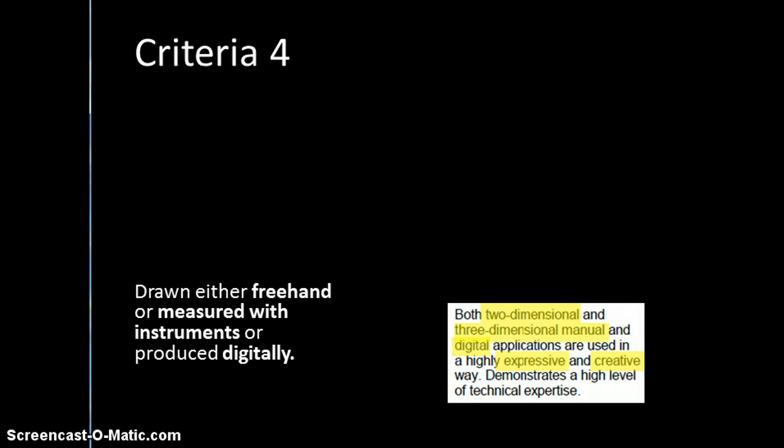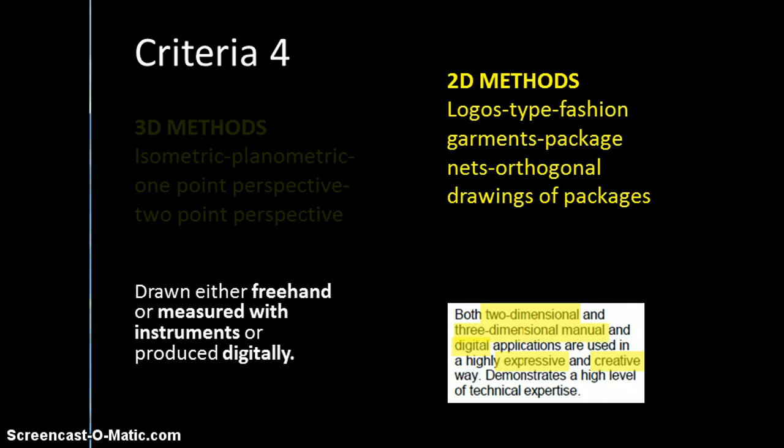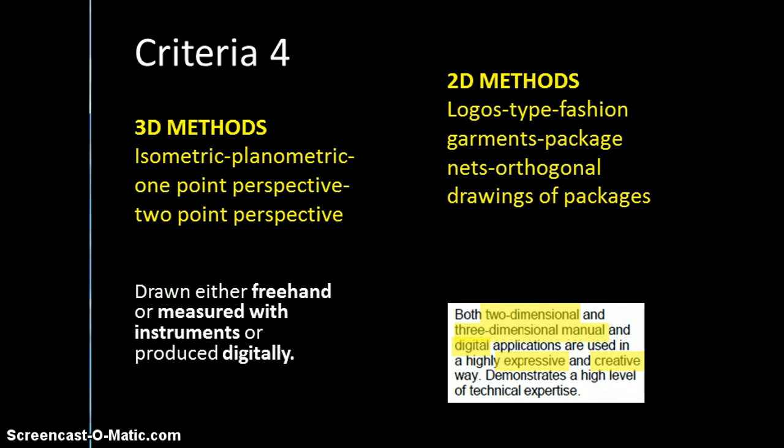2-dimensional drawings represent flat shapes that contain no depth and are used to develop things like logos, type, fashion garments, package nets, and measured orthogonal drawings of products. 3-dimensional drawings communicate form and are used to develop products or environments through isometric, planimetric, or perspective drawings.